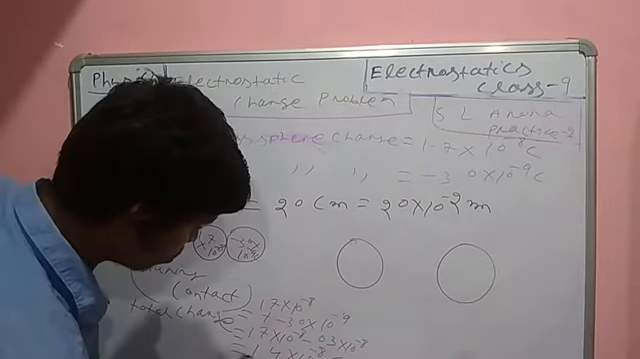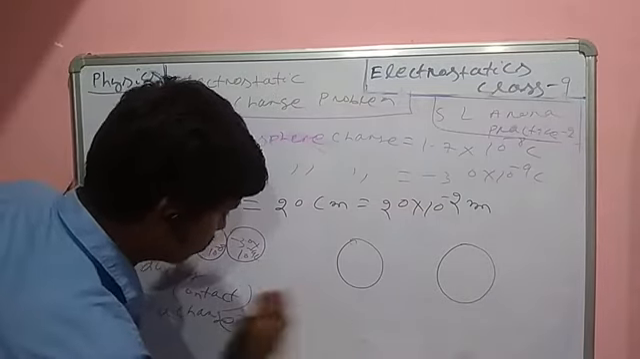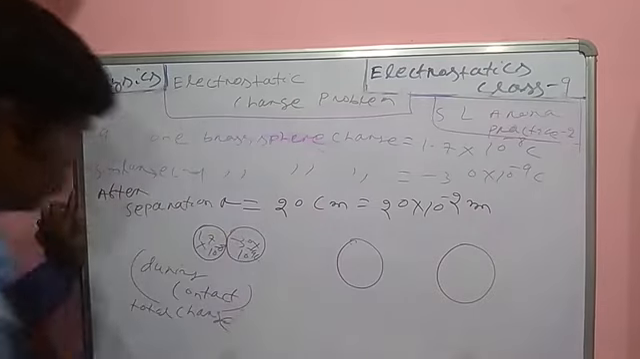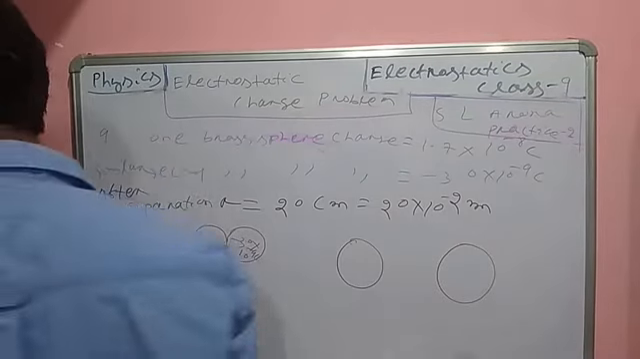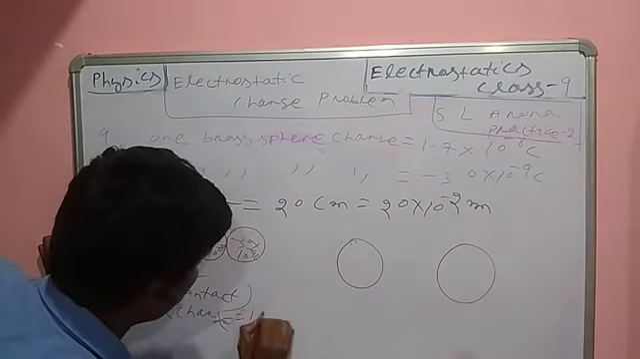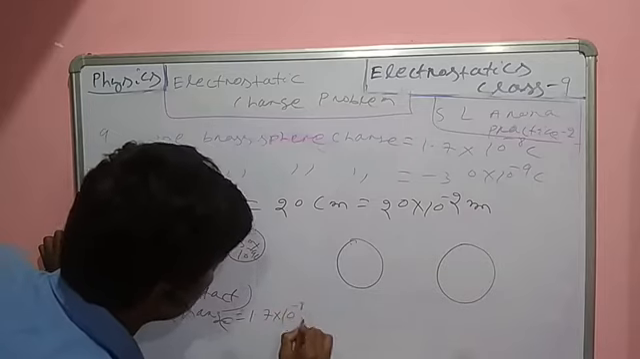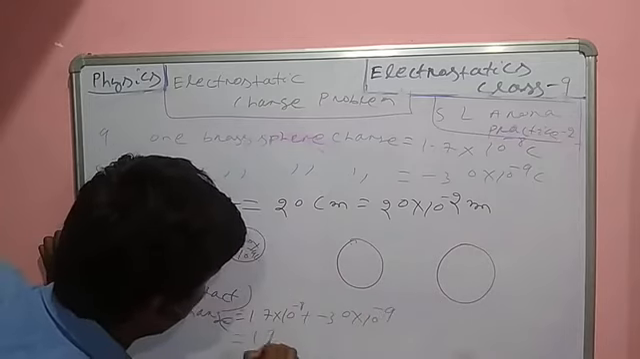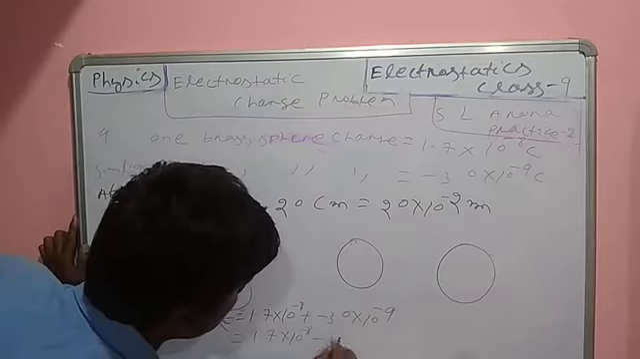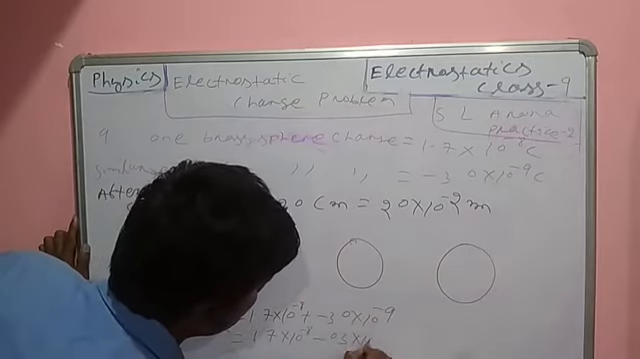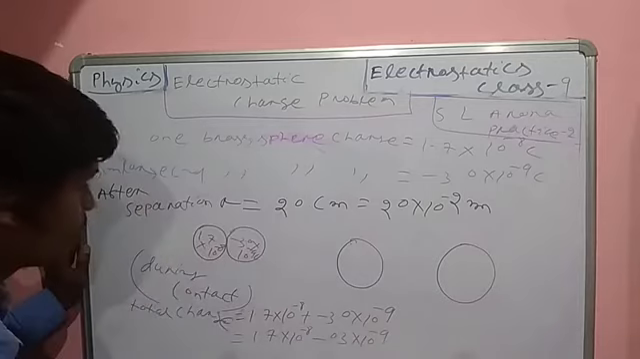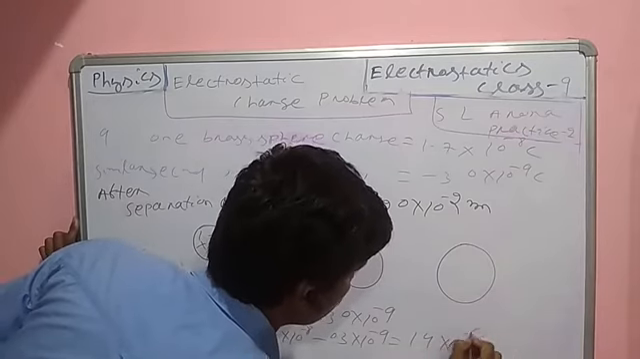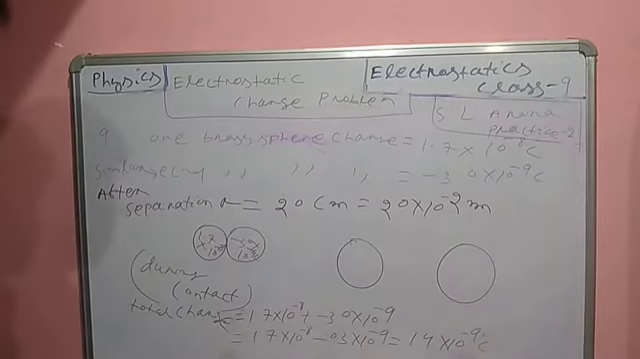So total charge is 1.7 into 10 to the minus 8 plus minus 3.0 into 10 to the minus 9, which is 1.7 into 10 to the minus 8 minus 0.3 into 10 to the minus 8. So it is 1.4 into 10 to the minus 8 coulomb.